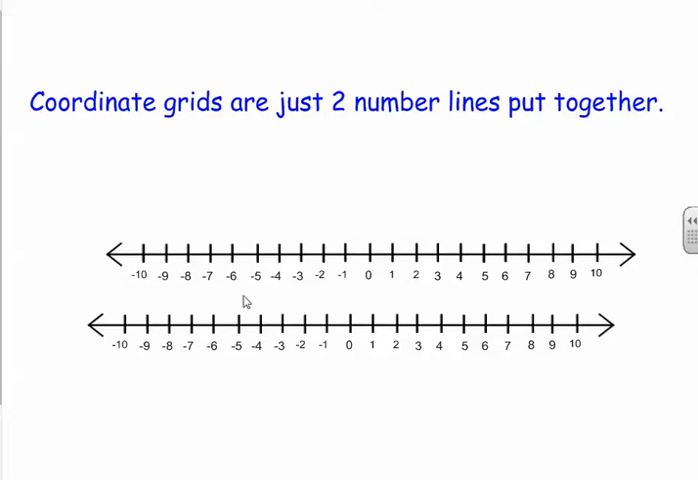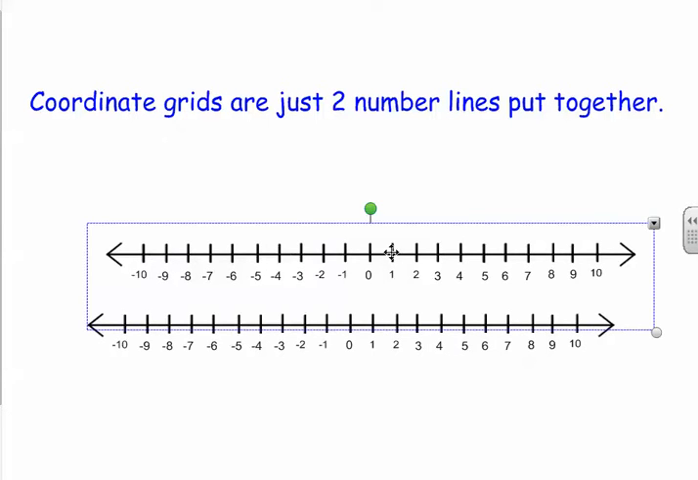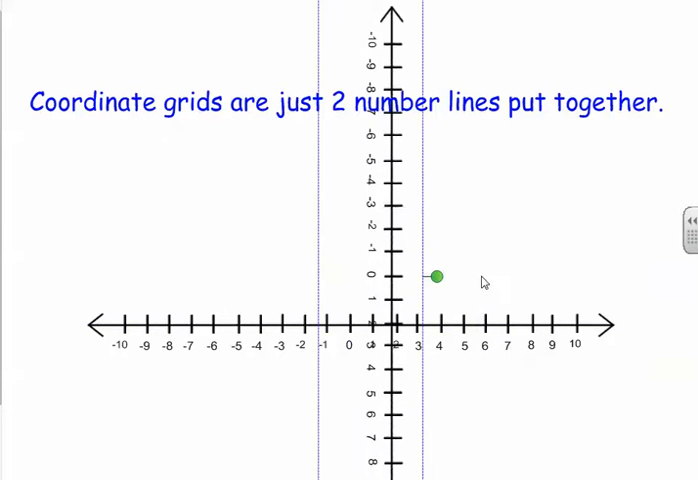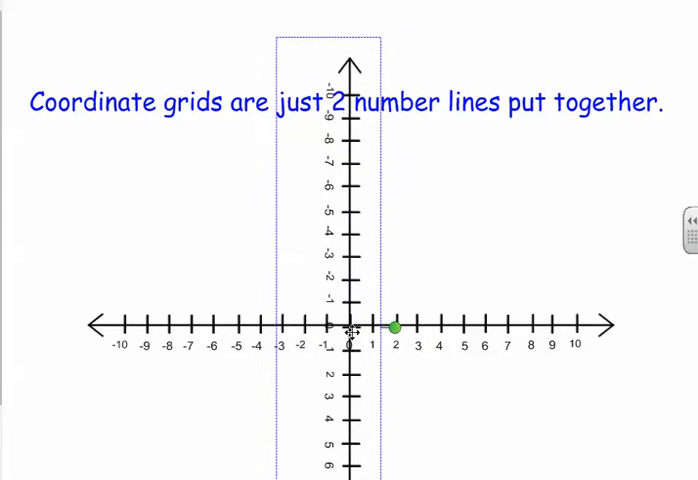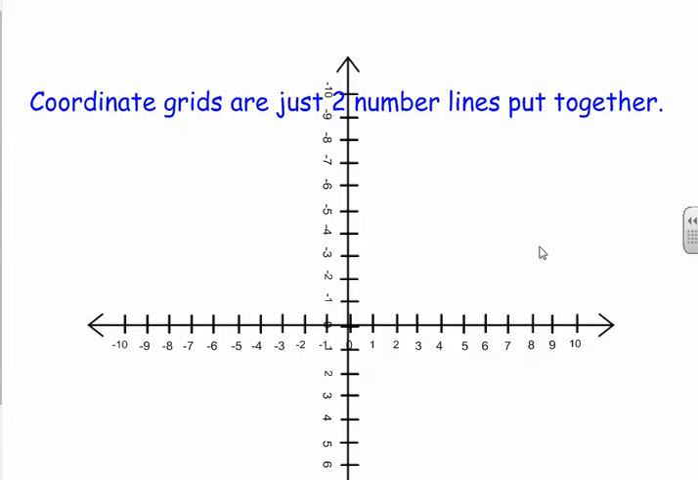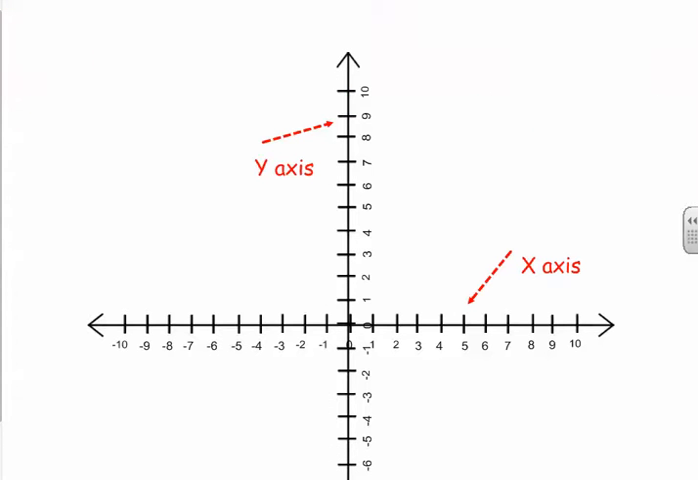If you look at a coordinate grid, really, it's just two number lines put together. So if you see this is a number line, you know how to do this, and basically it's just one of them turned, starting at 0, 0. So it's just two number lines where one has been turned. It looks like this.